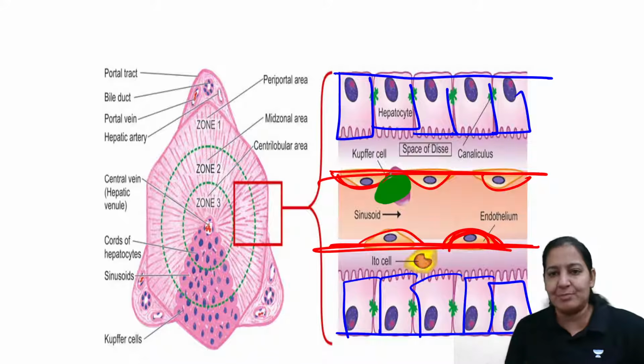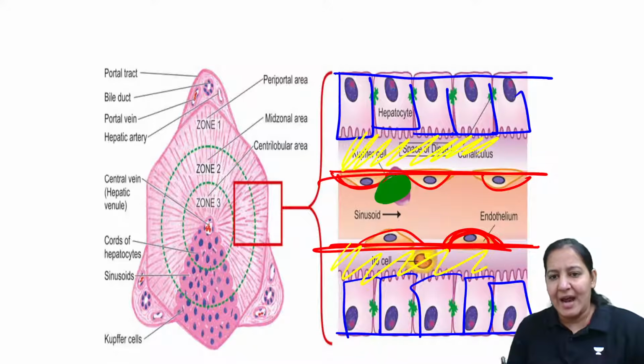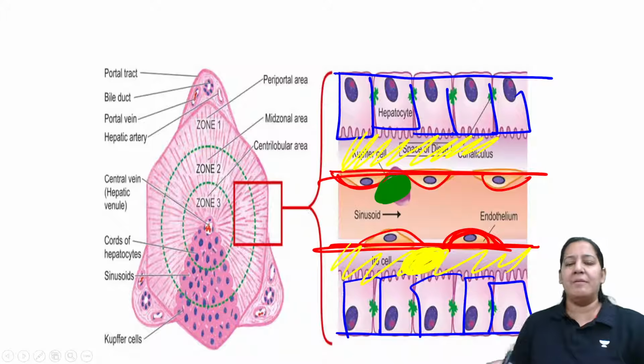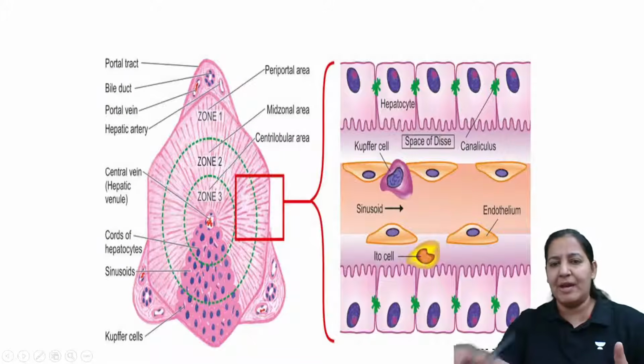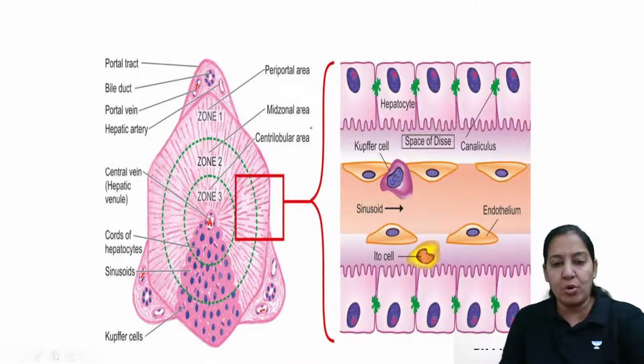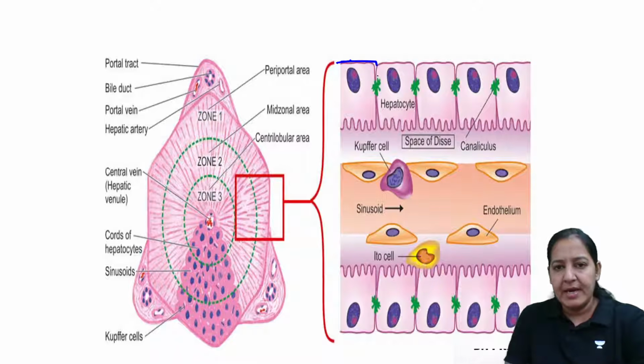Now you can notice the space. I'm talking about this space. This space is the space of Disse. Can you notice the space of Disse? And in the space of Disse, yes, this cell is the Ito cell, right? Everyone give me a thumbs up if you got everything. The last point to be noticed here, one more point I want to explain to you. Can you see between adjacent rows of hepatocytes?